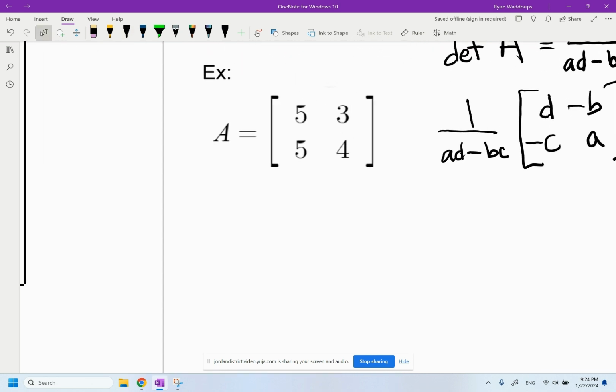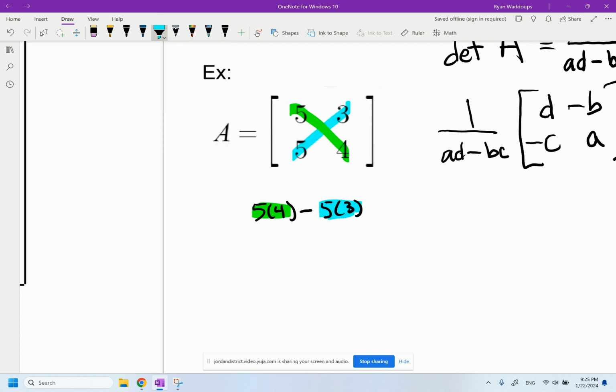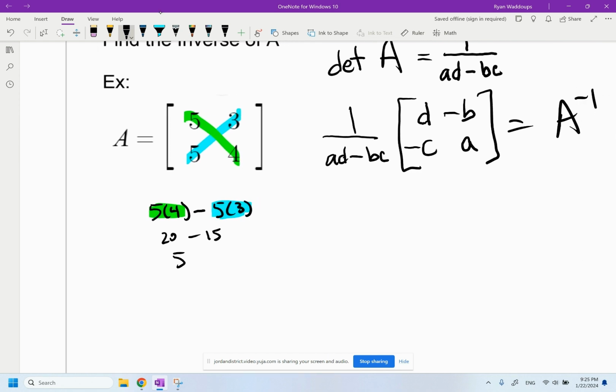We're going to take 5 times 4, and we're going to subtract 3 times 5, or 5 times 3. So this minus this, right? Now, 5 times 4 is 20, minus 5 times 3, 15, and so then we have 5. And now the part that we have out here in front would be 1/5.